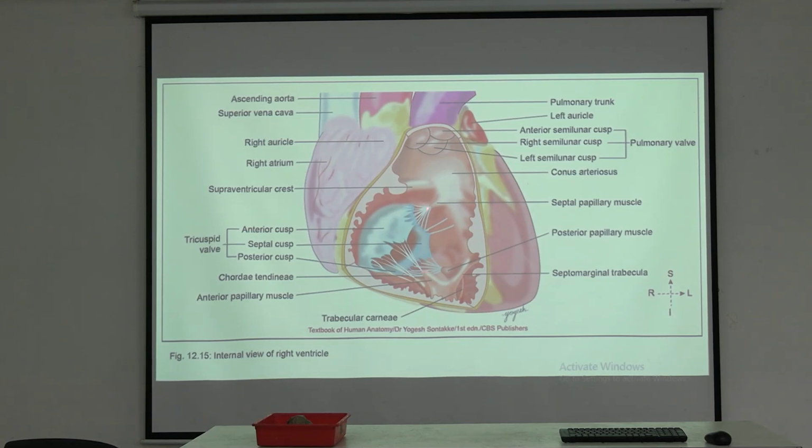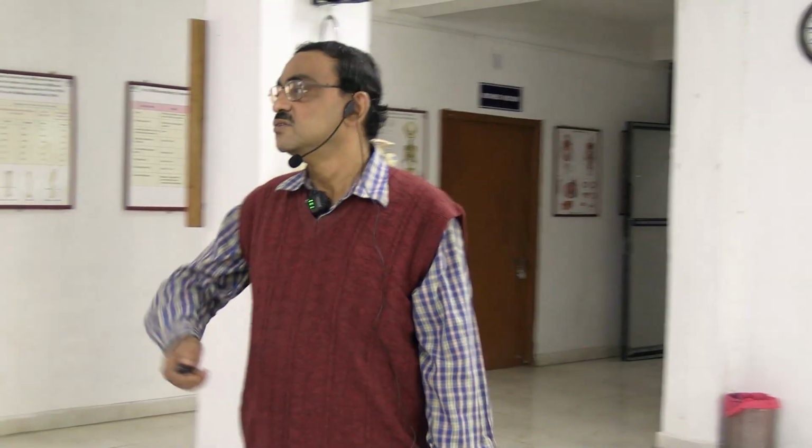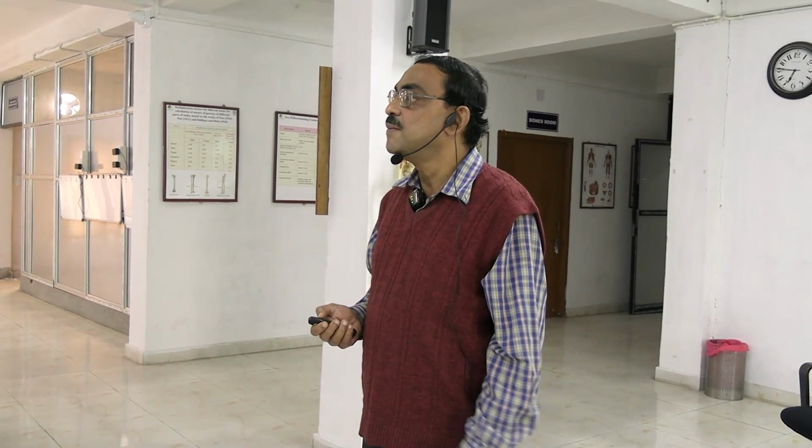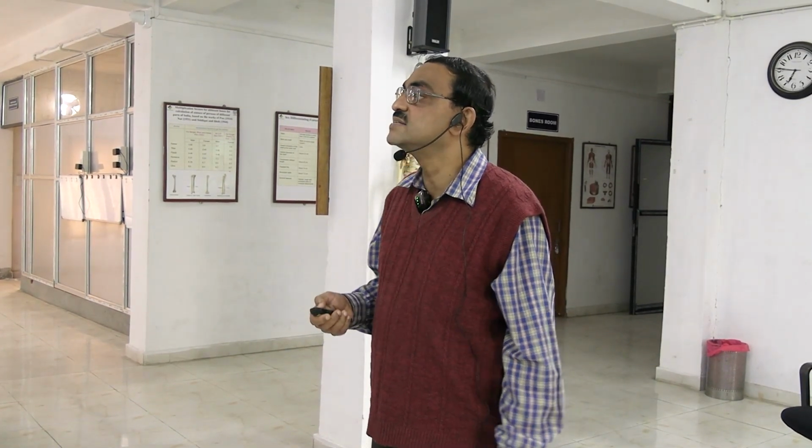It has an apex. We can see this is the apex and this is the base. From the apex, some thread-like structures come out and they are attached to the cusps. They are called the chordae tendineae. Chordae tendineae are thread-like structures which come from the papillary muscle and connect to the cusps.